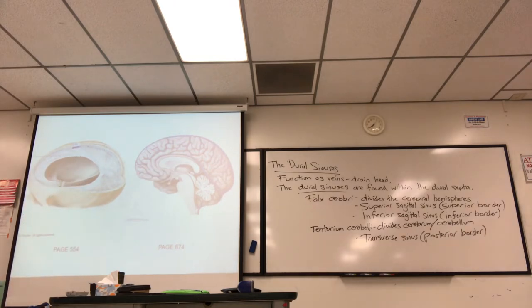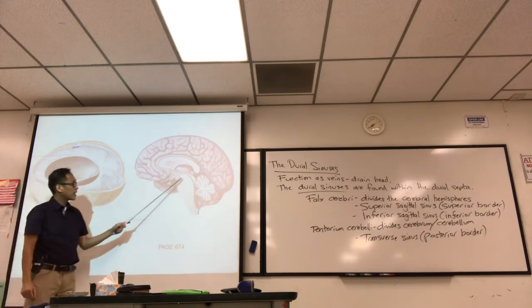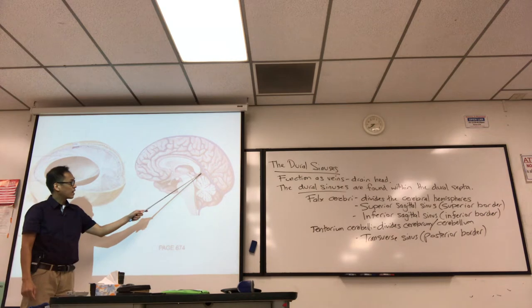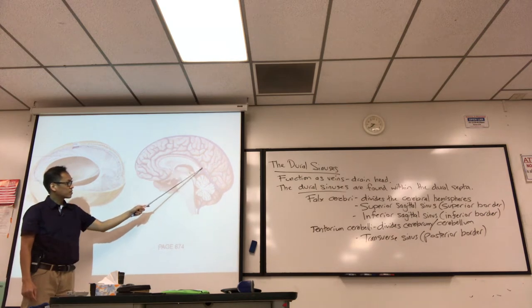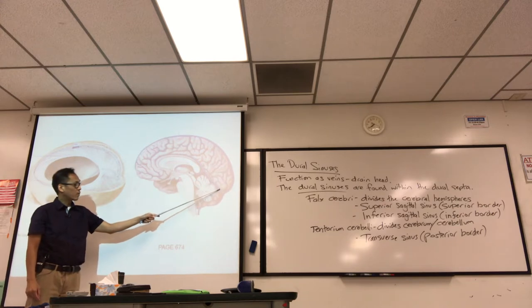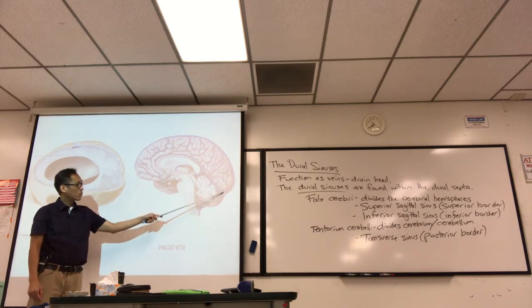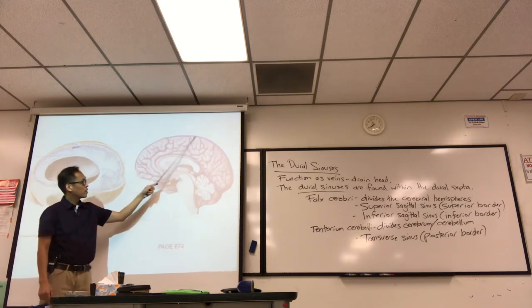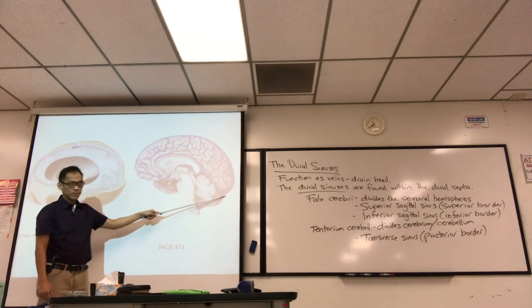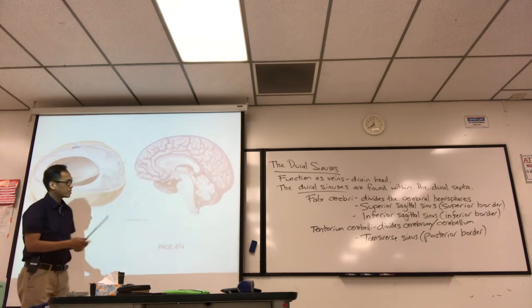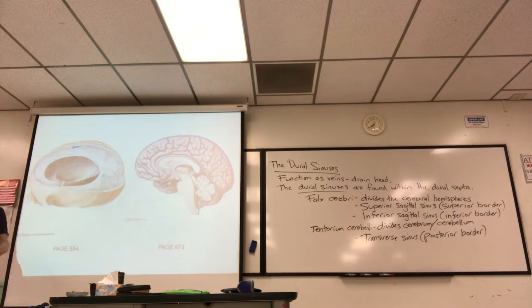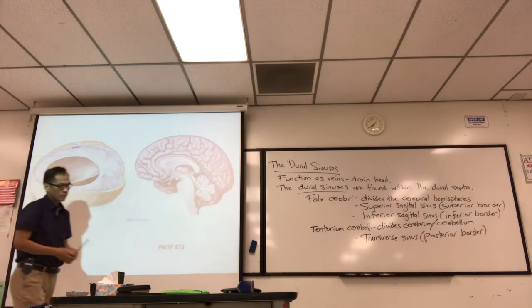Now some other things. There's a vein I want you to know. It's called the great cerebral vein. All the veins kind of end up in this vein, and it joins the inferior sagittal sinus. And these two merge to form the straight sinus going all the way down here. At this point, it merges with the superior sagittal sinus. And the point where all the sinuses drain into is called the confluence. Con means with, fluence means like flow together. Where all the sinuses meet.